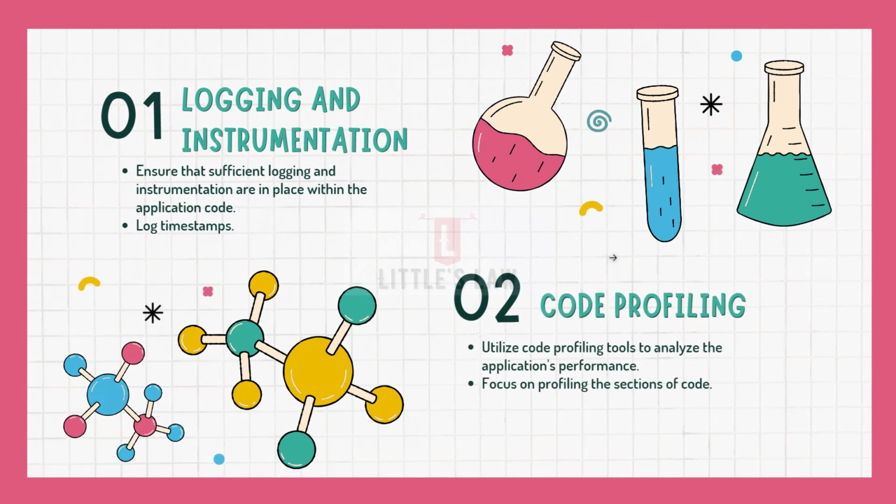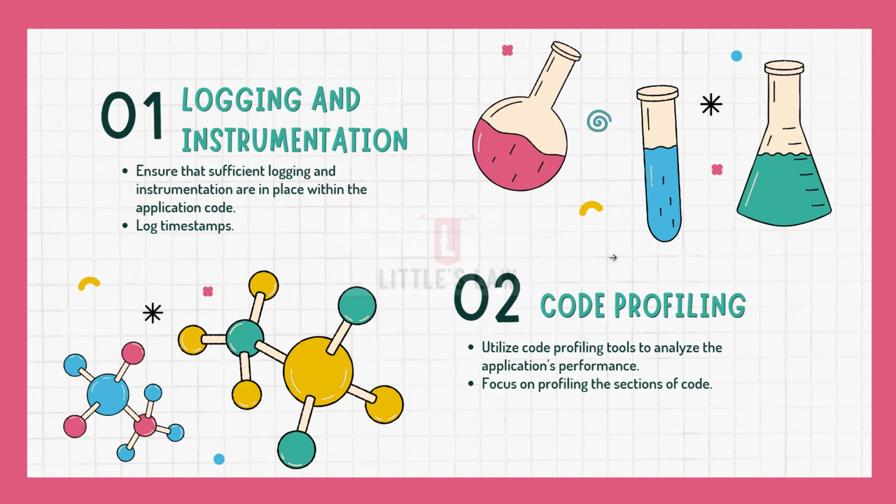So the first thing is logging and instrumentation. We have to ensure that we have sufficient logging and instrumentation in place within the application code. This allows us to trace the flow of transactions, and it also helps us identify the areas where the response times might be increasing. So the point here is we have to set up sufficient logging and instrumentation.